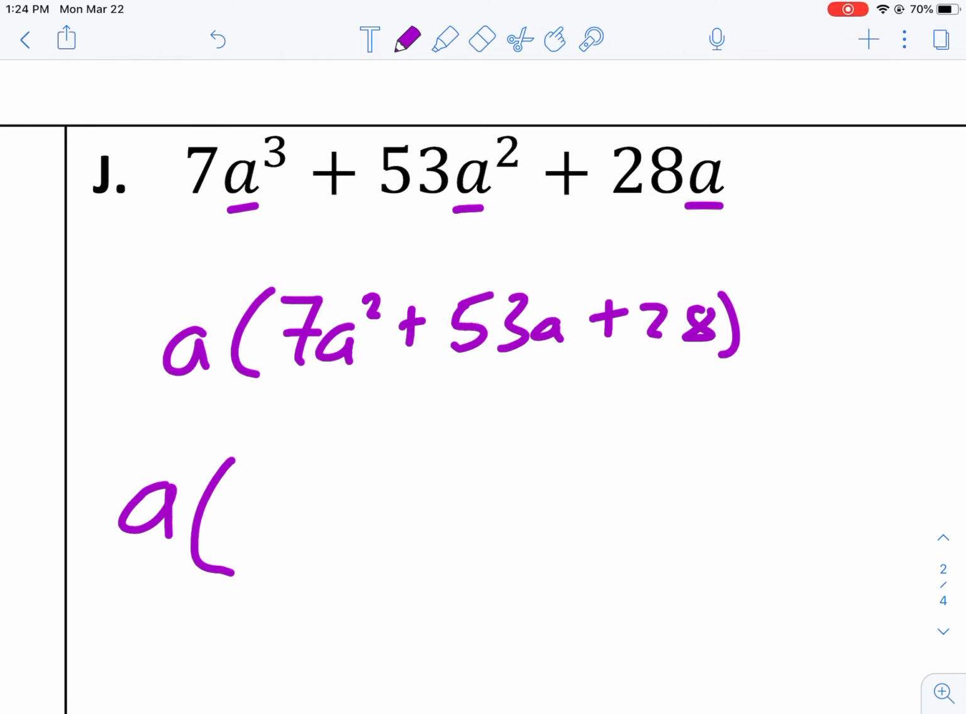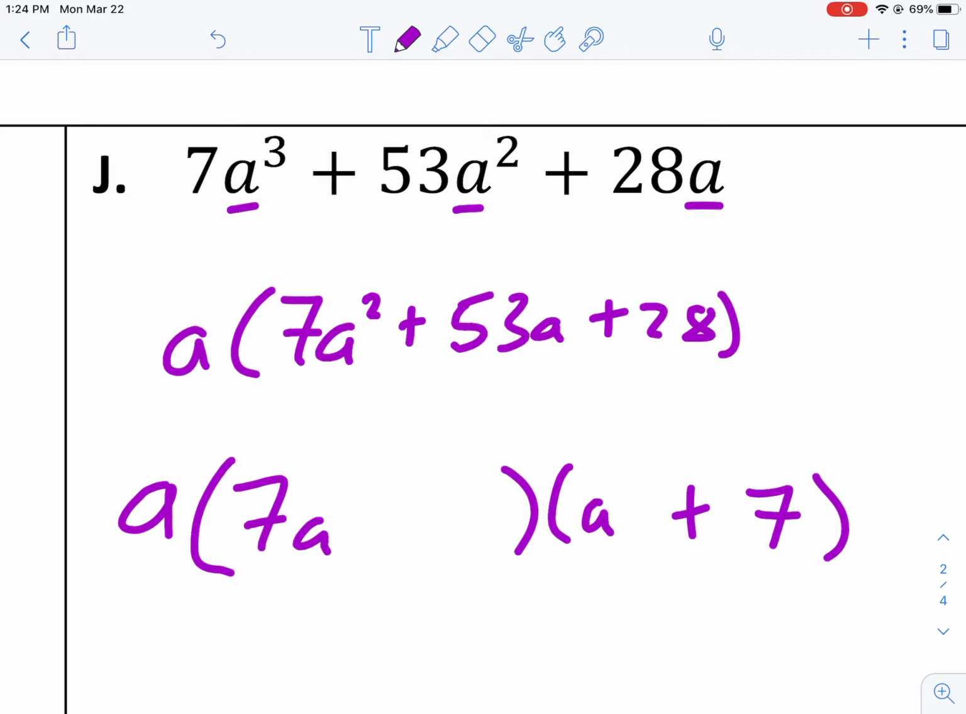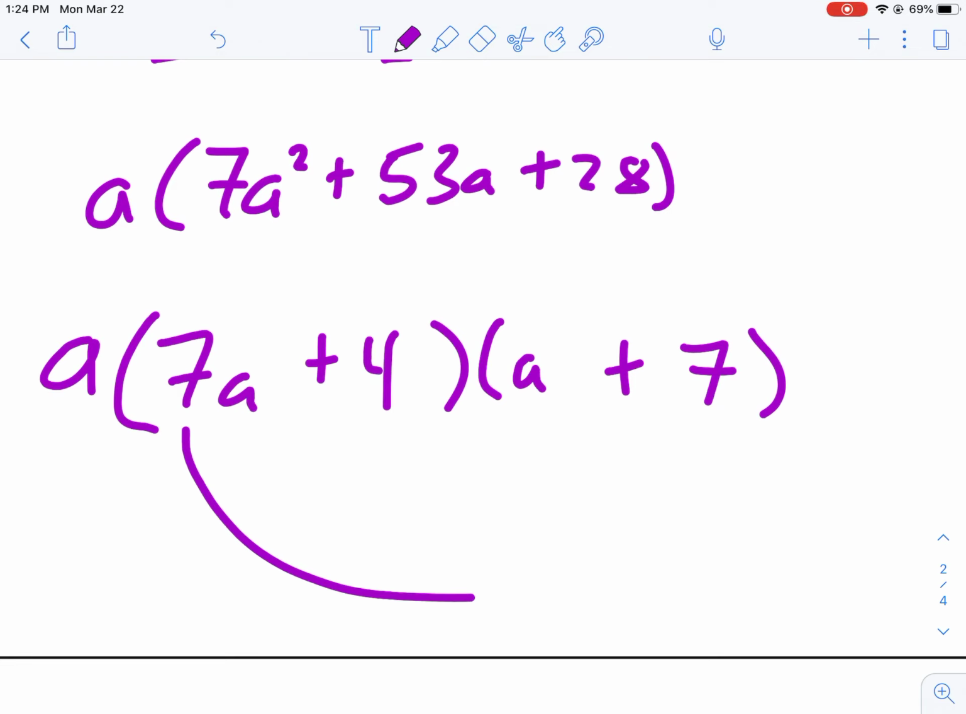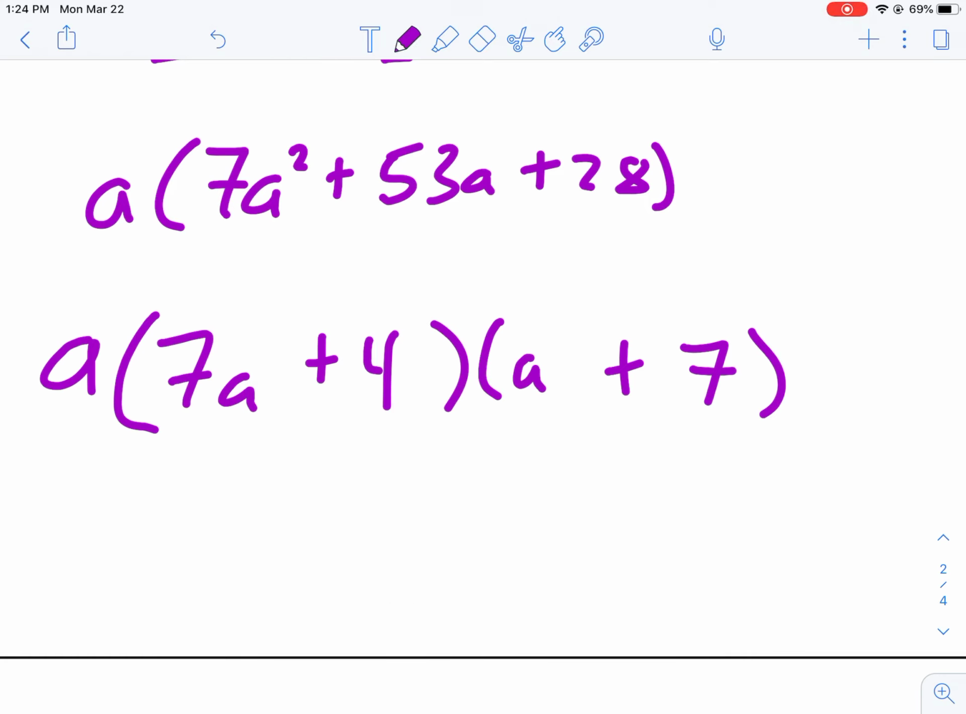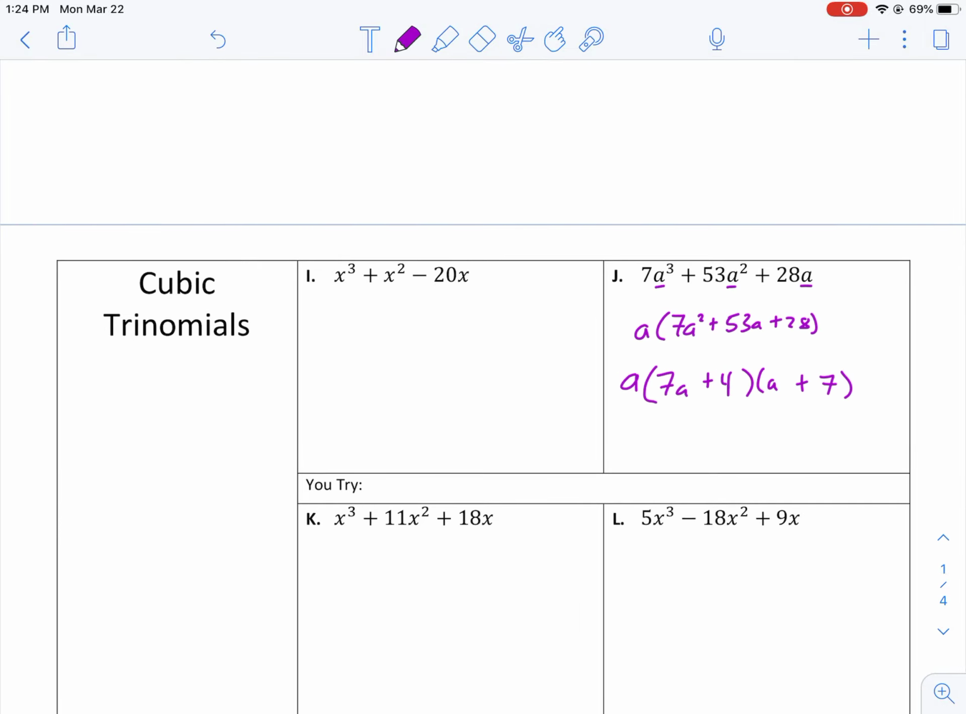So because our first value is a 7, we know we're going to have 7a and a. And so we want to think about what multiplies to make 28. Well, there's a couple things, but one obvious one that jumps out to me is 7 and 4. So if I put 7 and 4 in here, remember now I want to check, okay, this would make 49a, this would make 4a. Do those add up to 53? Yes, okay. So that would be the answer to this one. It would be a, 7a plus 4, and then a plus 7, all right? So that's how you do a cubic, all right?